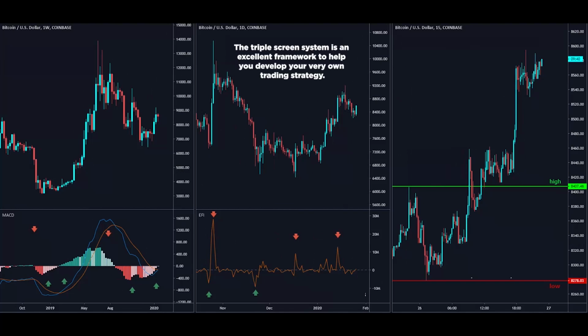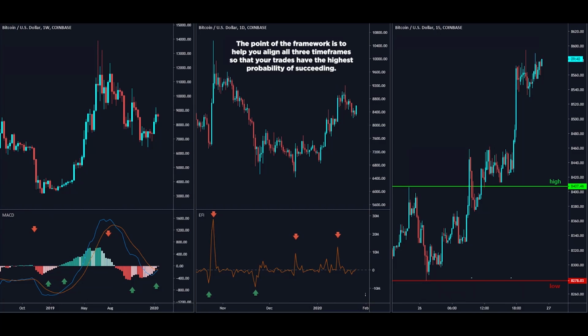The triple screen system is an excellent framework to help you develop your very own trading strategy. It is not rigid since it doesn't force you to use a specific set of indicators. In fact, I have repeatedly mentioned that you should use indicators that you are most comfortable with. The point of the framework is to help you align all 3 timeframes so that your trades have the highest probability of succeeding. Comparing it against a single timeframe analysis, it should be quite clear why this triple screen system dominates. Nonetheless, it is not a perfect system, but it does an excellent job in helping you ride long-term trends.